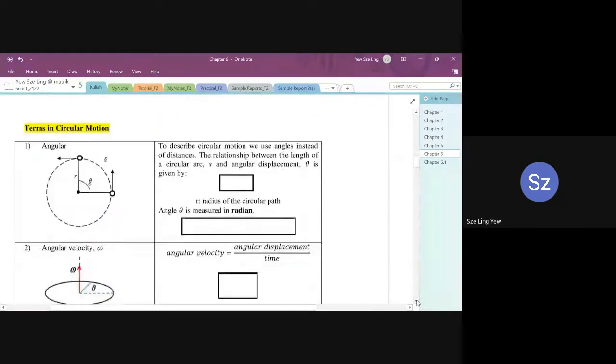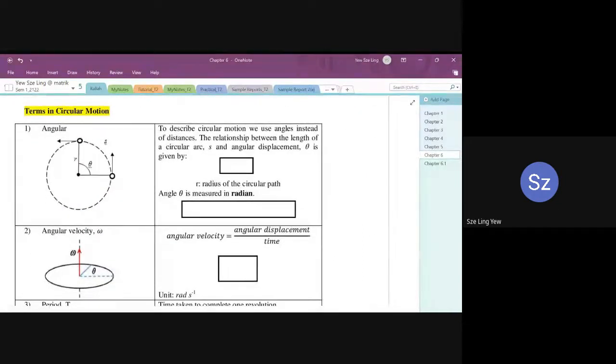All right, so these are the important terms in the circular motions. We need to know all these terms, including how to calculate them. So the first term is angular displacement. The term is missing, so make sure you add it in your notes. Angular displacement, the symbol is theta.